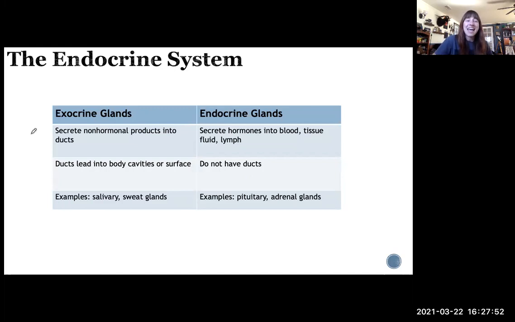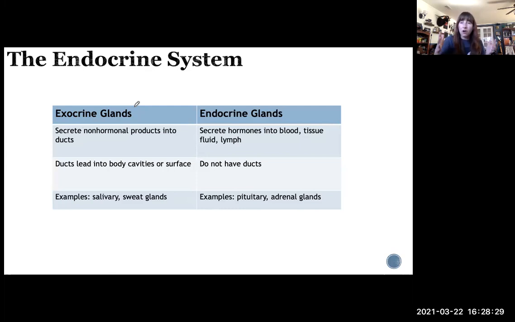The endocrine system is comprised of endocrine glands, okay, which is not to be confused with exocrine glands. All right, exocrine glands are not part of the endocrine system because they're not endocrine, right? Exocrine glands are glands in the human body that produce substances, not hormones, that are then secreted either into the lumen of a hollow organ or out onto the surface of the body, right?